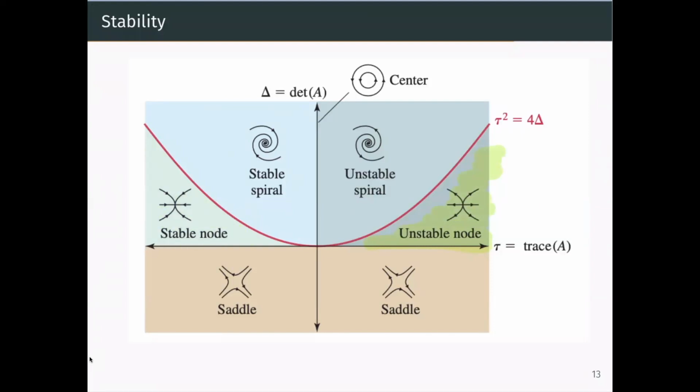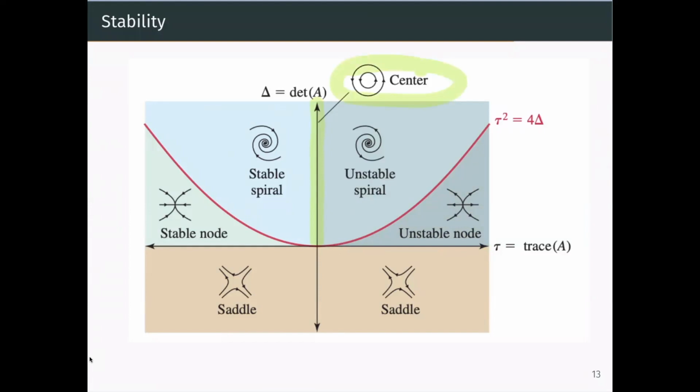And then finally, this line here, when we are above this red curve, and we have our trace squared being greater than 4 times our determinant, and our determinant is positive by definition here, we are going to have a center.